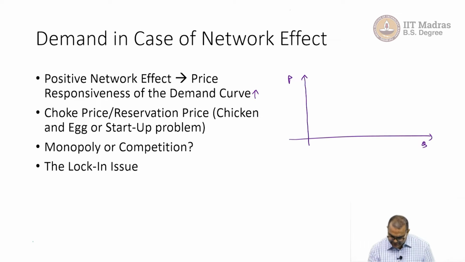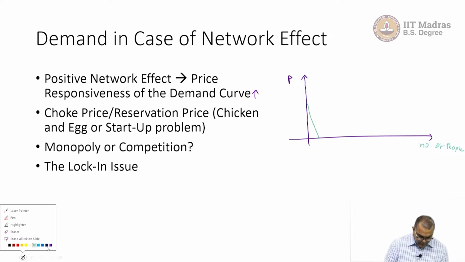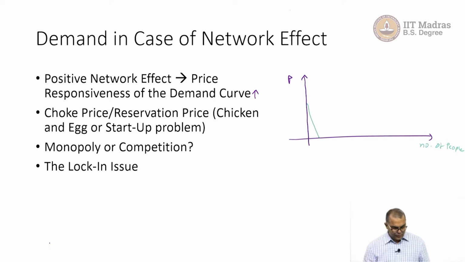So let us say there is an individual whose demand depends on the number of people. Let us say for this individual, demand looks like this when he is the only one in the society. The individual demand, because the network effect is positive, if more people are present, then his demand is going to be higher. It would shift outside.